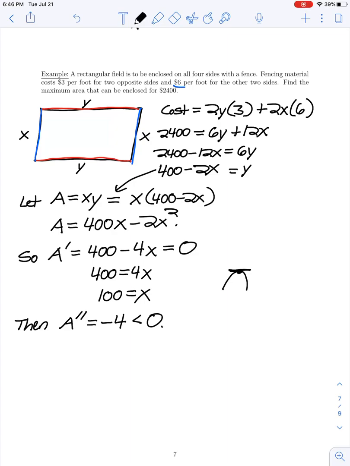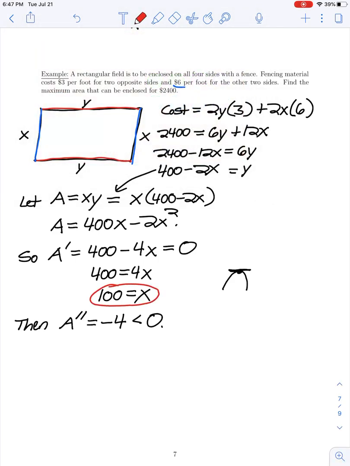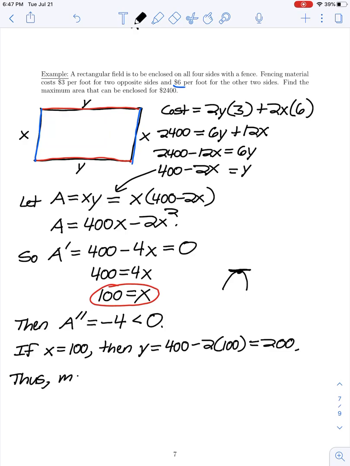Let's finish out our problem by answering the question in the way that it was asked. We're told to find the maximum area that could be enclosed. Now we know that to get the maximum area, x has to be 100. So we need our y value still. If x is equal to 100, then the other length, y, is equal to 400 minus 2x. So 400 minus 2 times 100 is 200. So the maximum area would be A equals x times y. So 100 times 200 would give us 20,000 square feet.